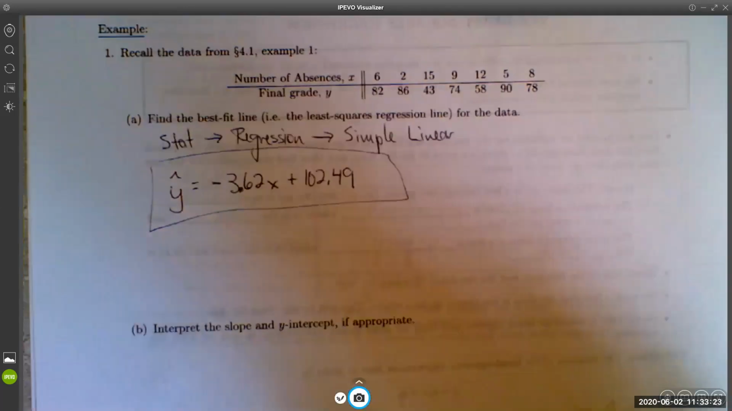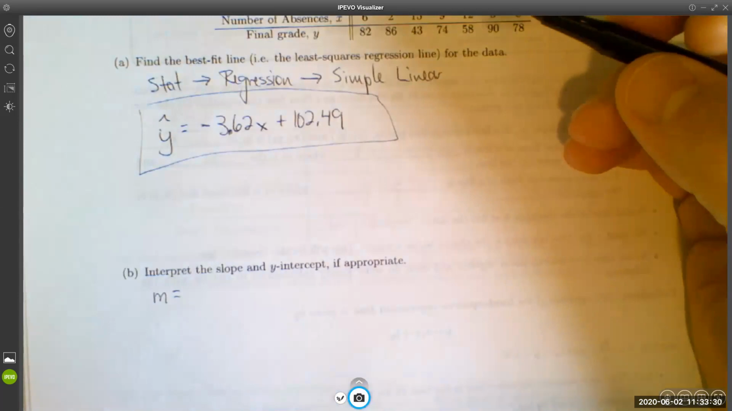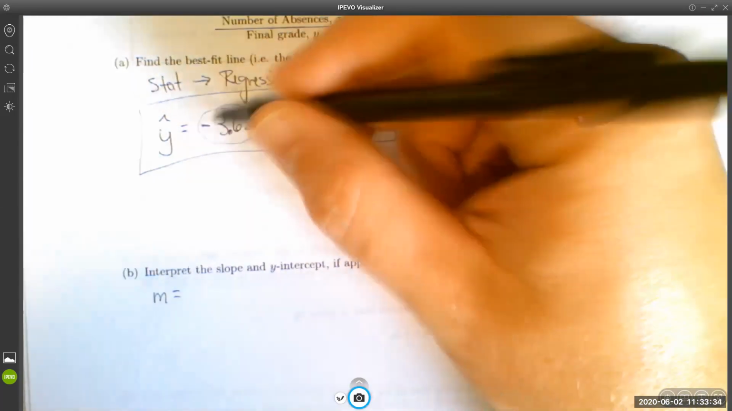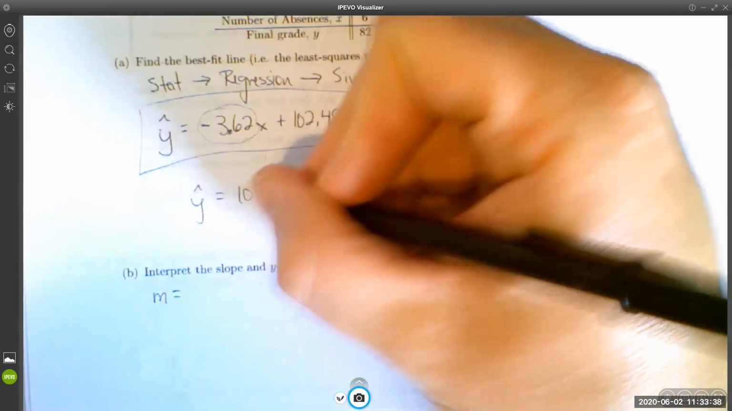Okay. Well, first of all, what is the slope of this line? The slope is the thing that you're multiplying your x variable by. So there's the slope in this case. And even if we wrote it in the other order, this is the order that StatCrunch gave it to us. It wrote it like this.